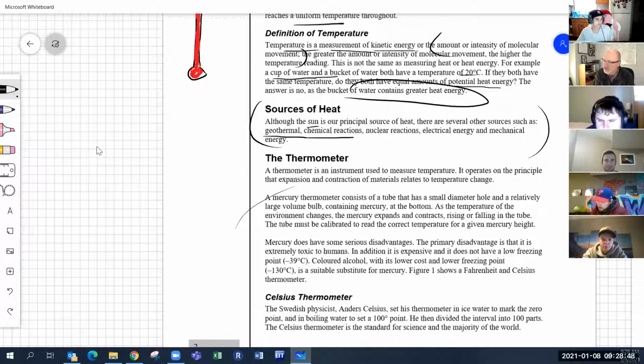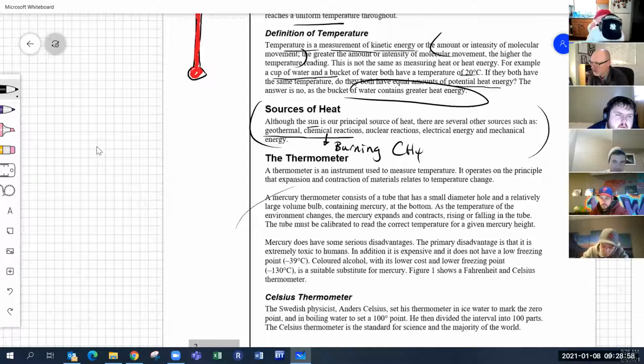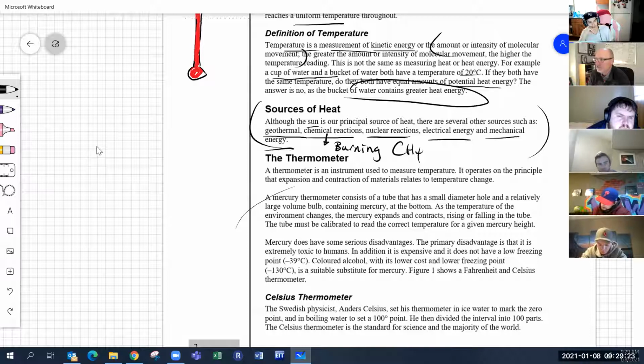Chemical reactions. Chemical reactions is burning. Burning natural gas is really a chemical reaction. So when we burn this hydrocarbon, we get a couple of things out of it. We get heat, we get light because of the flame, we get other gases, etc. So we get heat when we burn. We have nuclear reactions, electrical energy, and mechanical energy as the sources of heat that we have for us humans.